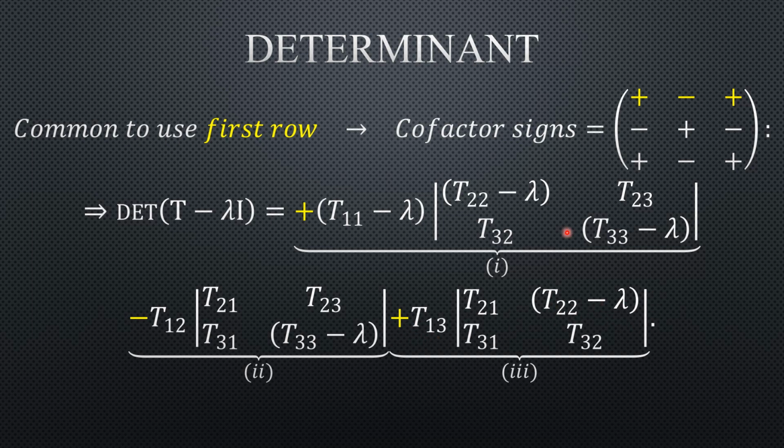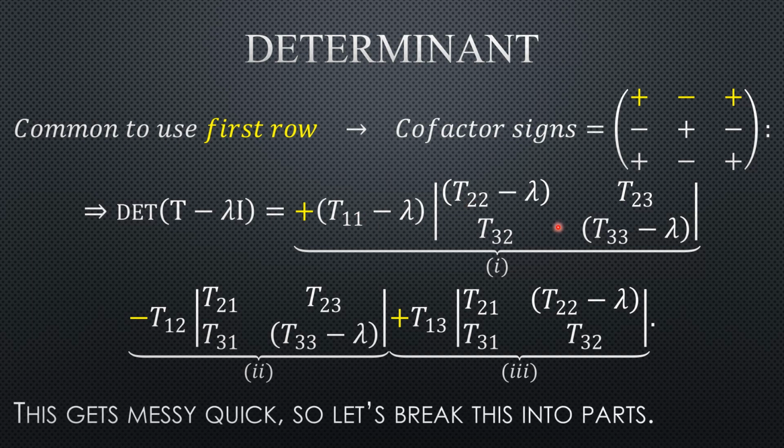So either way it goes, we have this broken down into 3 2x2s now, but this gets messy quick, so we'll break this into parts as we see enumerated with 1, 2, and 3. Clearly, 1 is going to be the most trouble to deal with because we have 1, 2, 3 lambdas here. 2 only has 1 lambda, 3 only has 1 lambda. So we'll focus primarily on 1, and then we'll speed run 2 and 3.